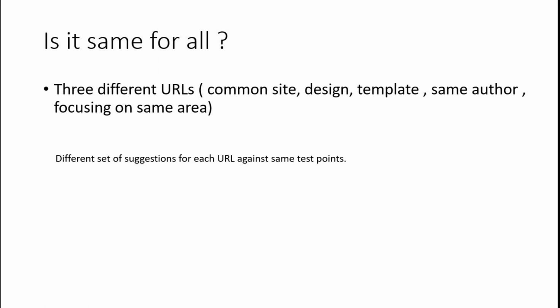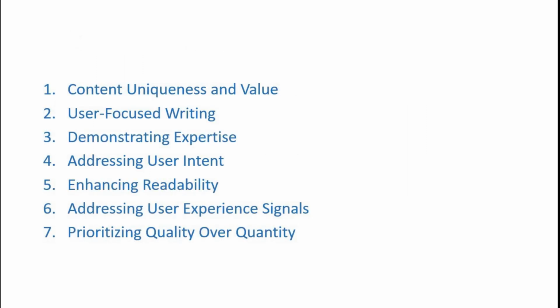These 3 addresses are taken from a common site, same design, templates are same, author is same, and the focus is in the same area. Then we found that though the 3 different URLs, it has given 3 different sets of suggestions, but all the suggestions were based on 7 common headings, and these headings are taken from Google's helpful content update.